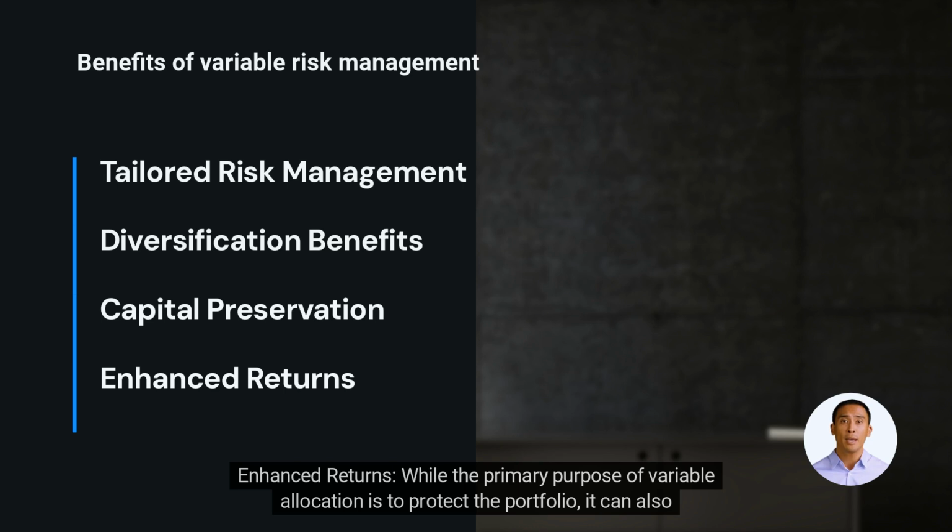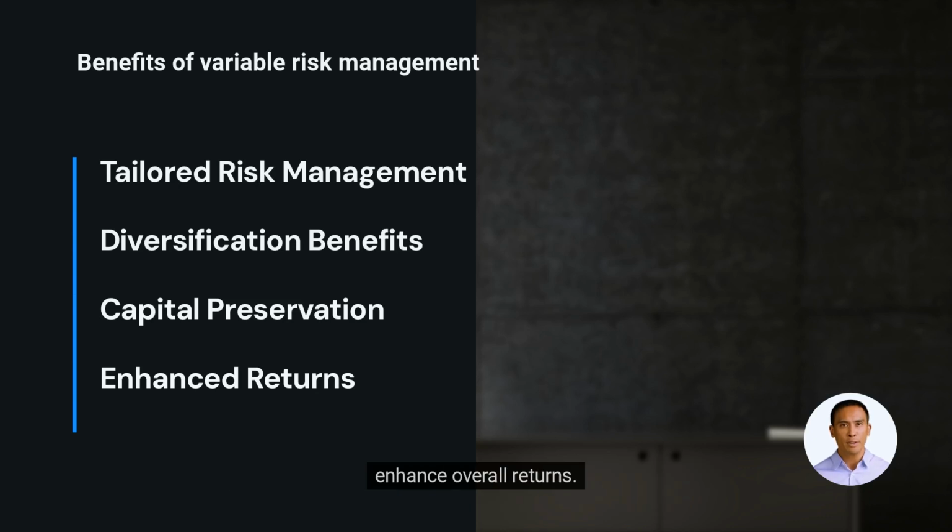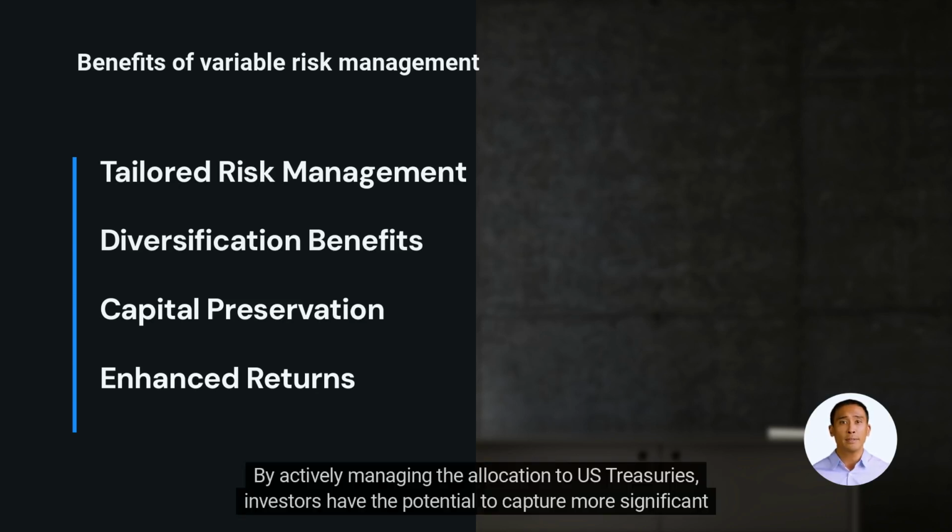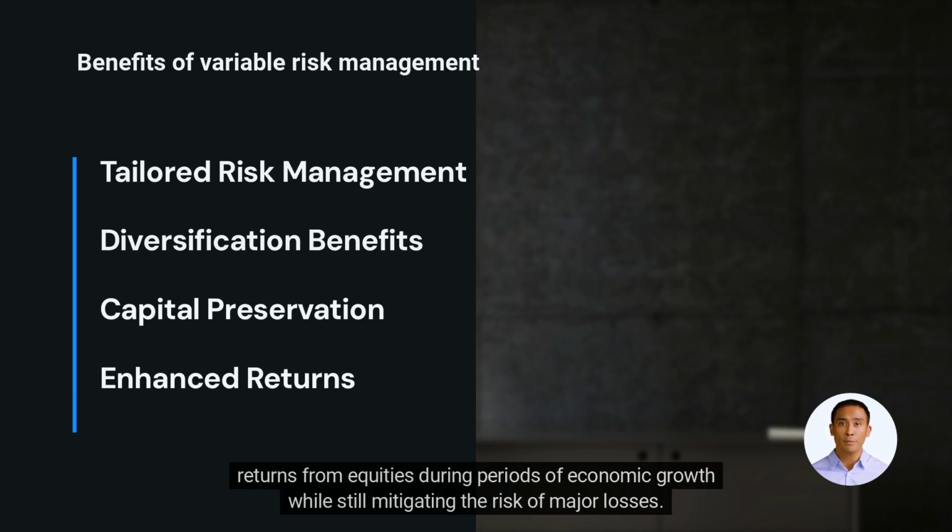Enhanced returns. While the primary purpose of variable allocation is to protect the portfolio, it can also enhance overall returns. By actively managing the allocation to US Treasuries, investors have the potential to capture more significant returns from equities during periods of economic growth while still mitigating the risk of major losses.